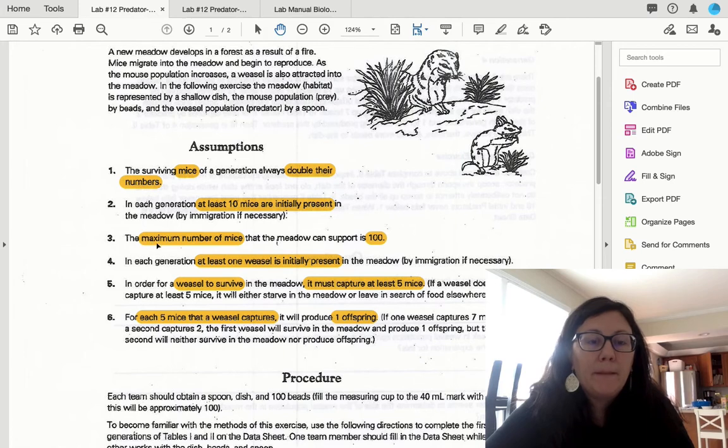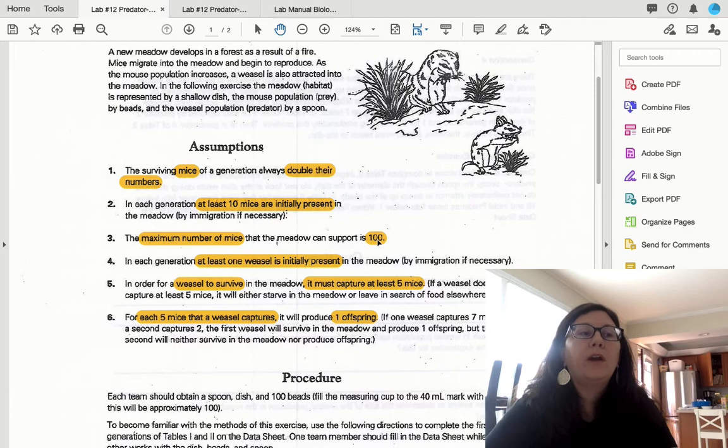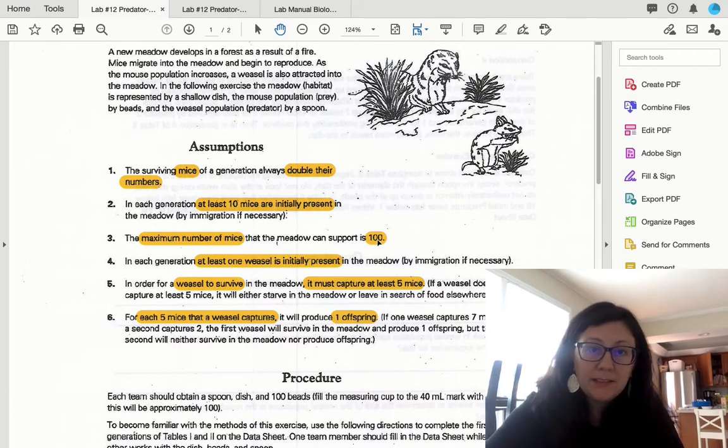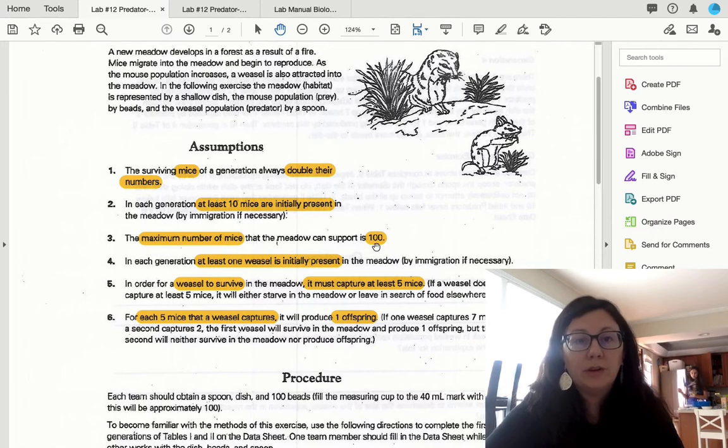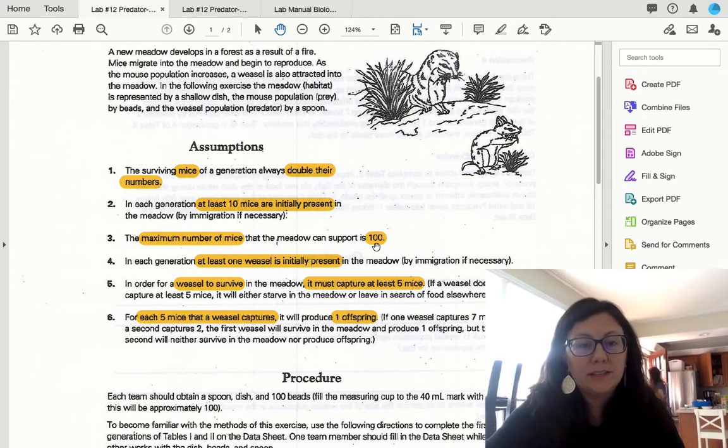The maximum number of mice that the meadow can support is 100. So if you have 60 mice at the end of a generation and you double it and you would normally have 120, do not put 120. The max is 100 because the meadow can only support 100 mice.